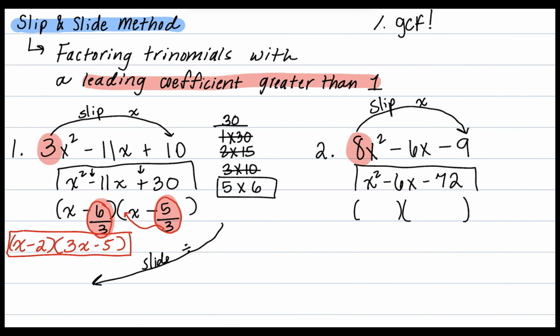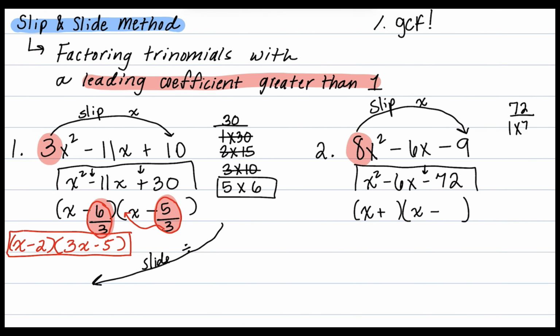So I'll build a skeleton. I'm going to use x and x. That's coming from taking x squared and splitting it in half. X times x is going to give me x squared. And then I'm going to go to the second sign. When my second sign is negative, I know that my signs are different. So I can go ahead and build the skeletons as one being plus and one being minus. Then I'm going to ask myself, what are factors of 72 that are going to sum up to negative 6?